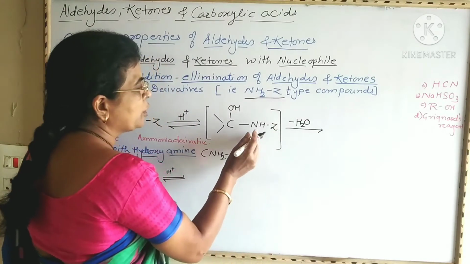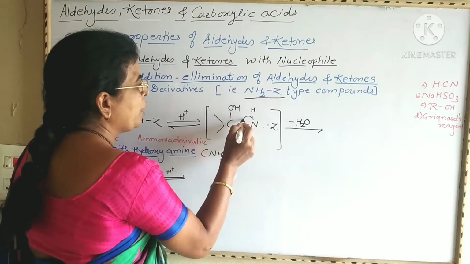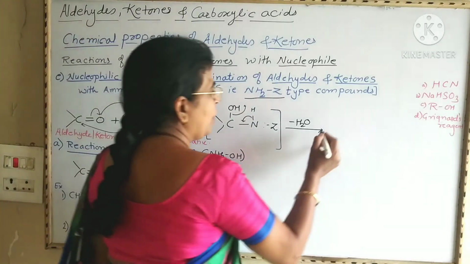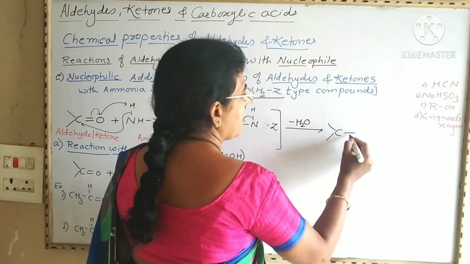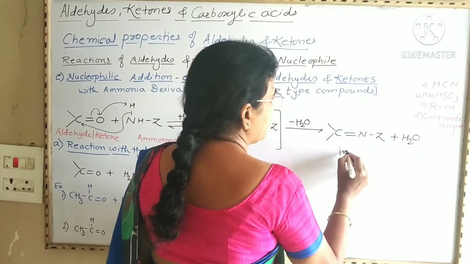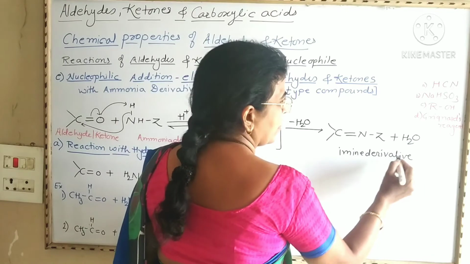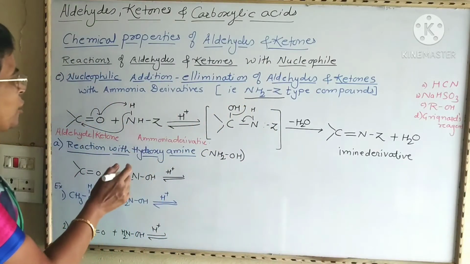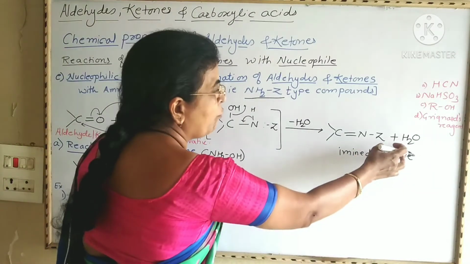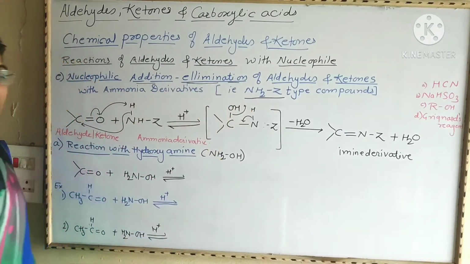Now here the water molecule is removed from here, that is, this bond gets shifted in between this carbon and nitrogen, and this OH group gets attached to this hydrogen atom to form imine plus H2O. This is an imine derivative. Now in this reaction, first addition of the ammonia derivative is carried out, and then in the second step removal or elimination of water is carried out. Therefore this reaction is called addition elimination of aldehydes and ketones.